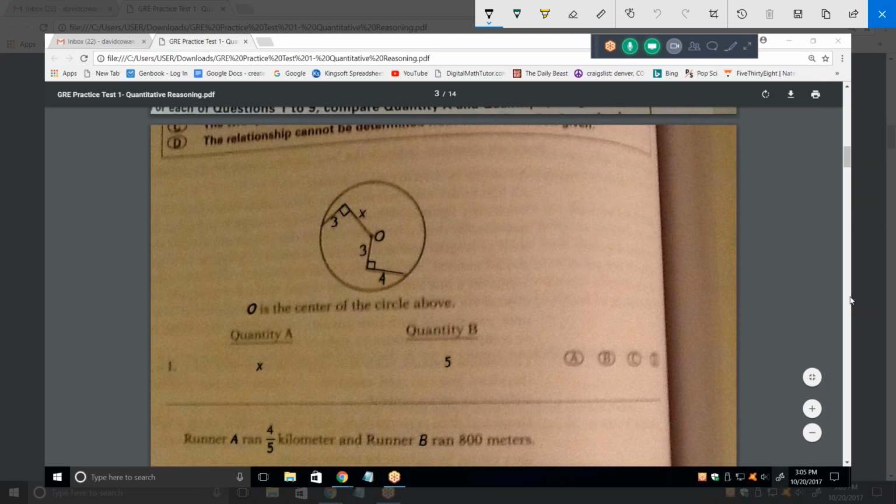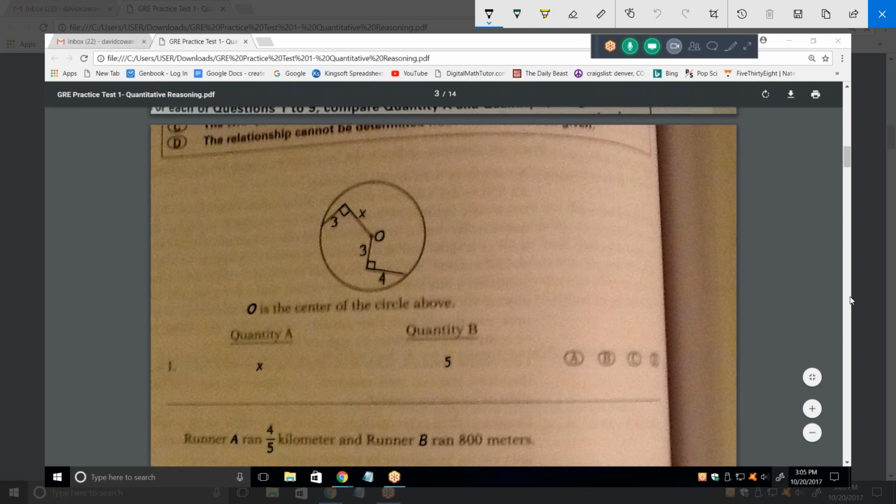In this first problem, let's just look at it. Any ideas? Is the runner the thing down below? Oh, we're just talking about the circle, right? Well, it has nothing to do with the runner. They want to know what's bigger, X or the number 5.